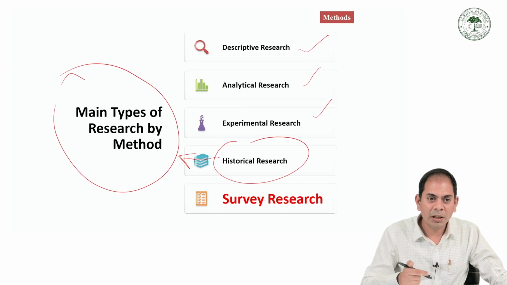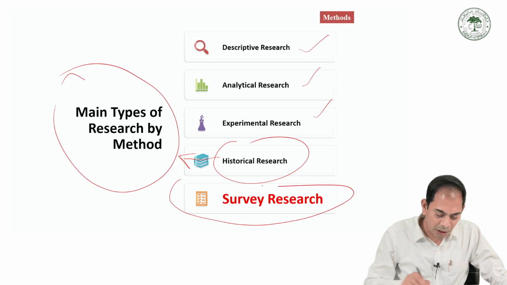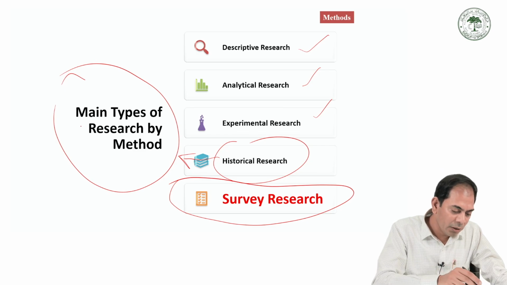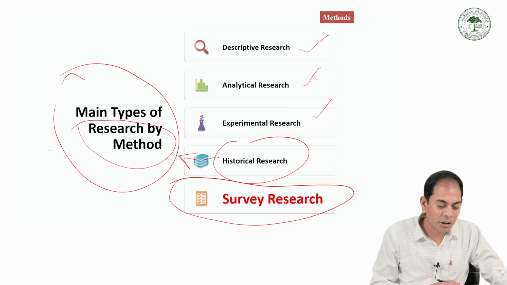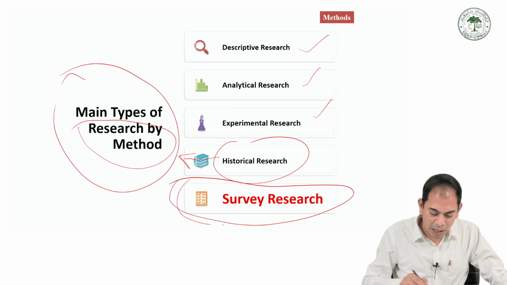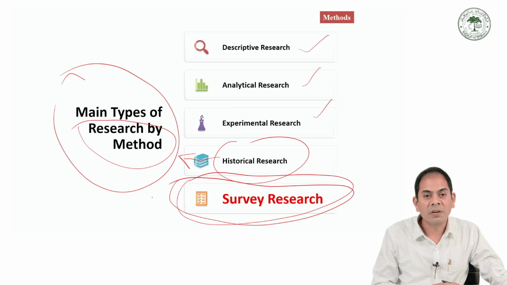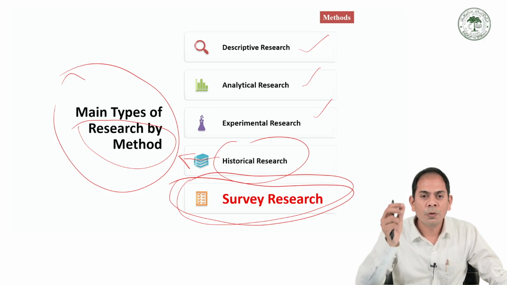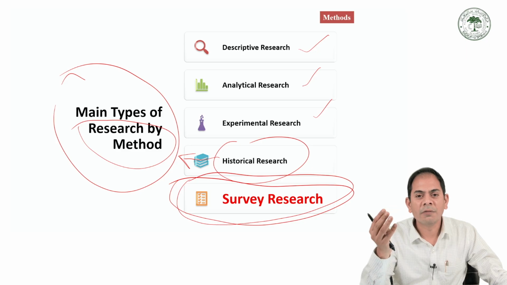Now we will start the survey method, the last part of the main types of research by method. This is the last method, survey research. Survey research is a type of research in which information is collected from a group of people by asking different types of questions.